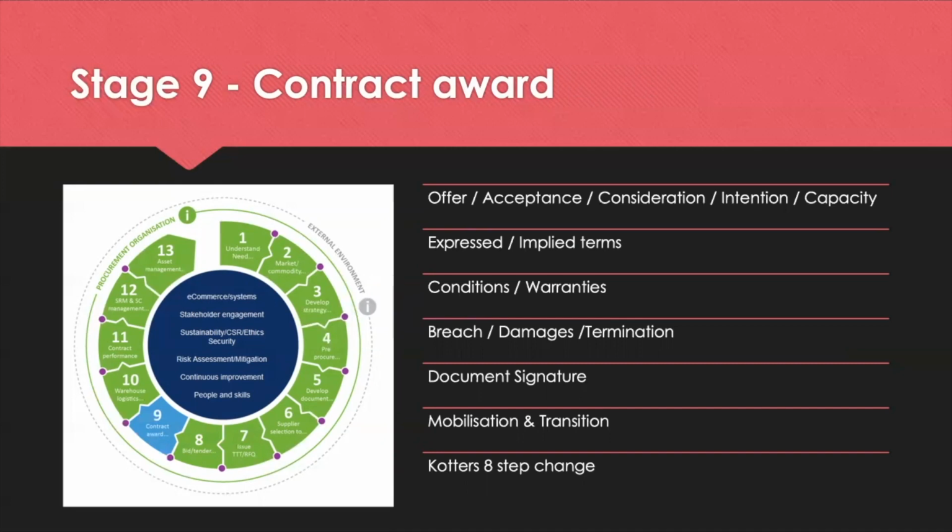So if you're answering a question around stage 9, I would expect you to understand the things that constitute a legally binding contract, being the offer, acceptance, consideration, intention, and capacity. I'd expect you to talk about express versus implied terms and conditions and warranties. The breaches, damages, and termination rights of each party, and the importance of a document signature, because if people haven't signed the contract, it's sometimes difficult to actually enforce it.